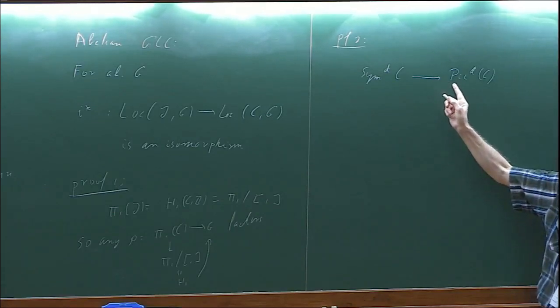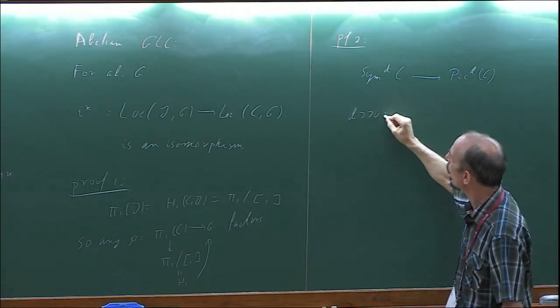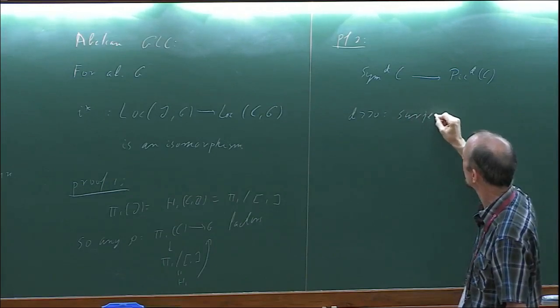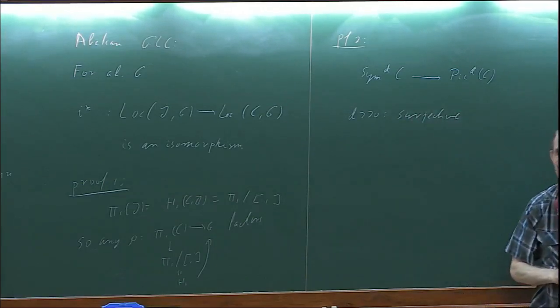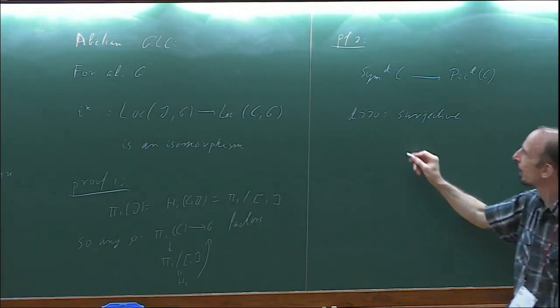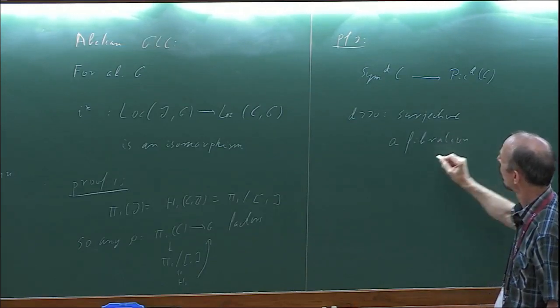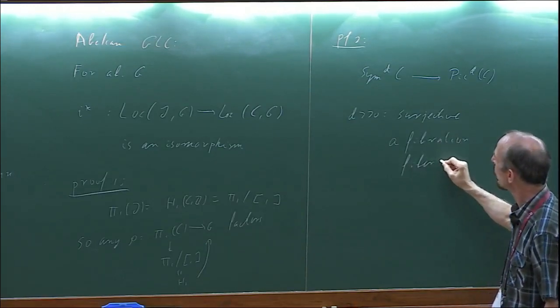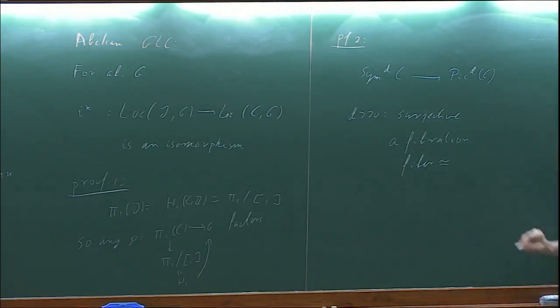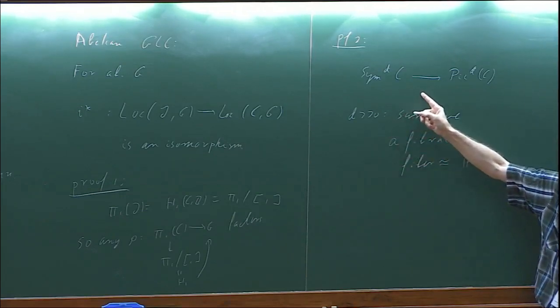What can you say about the image? It's very complicated for low d, but for d sufficiently large, this is surjective and proper. In fact, not just that, but it becomes a fibration. And you can say exactly what the fibers are. The fibers are going to be projective spaces. Well, that's true even if d is not large. Every fiber of this map is a projective space.